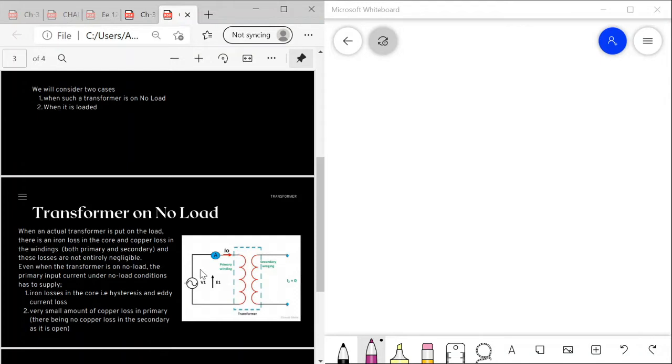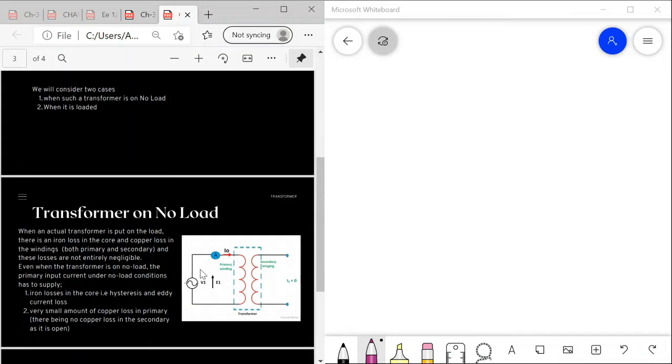The total current supplied from the source has two components. One is the magnetizing current, which is merely utilized for magnetizing the core, and the other component of the source current is consumed by compensating the core losses in the transformer. Because of this core loss component, the source current in a transformer on no load is not exactly 90 degrees lagging the supply voltage, but it lags behind by an angle theta that is less than 90 degrees.